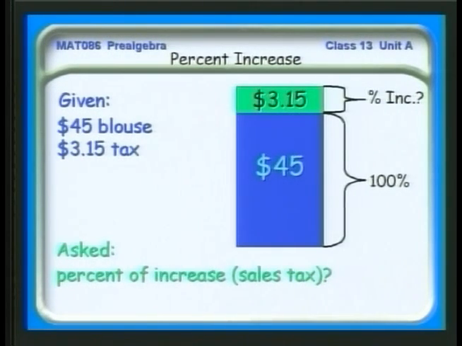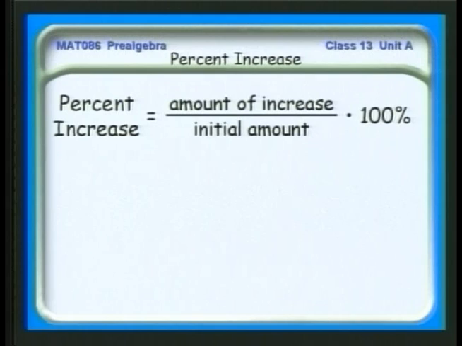There's the 100%, the $45 that we know we're going to pay for the blouse, and then there's some increase on top of that that we're going to be paying more than that initial $45. We want to know what the percent of increase is. We'll start with the original definition for the percent of the increase. It's the amount of the increase over the initial amount.